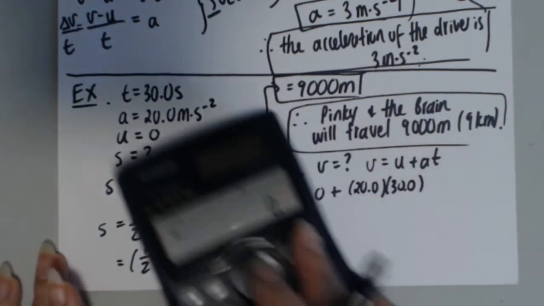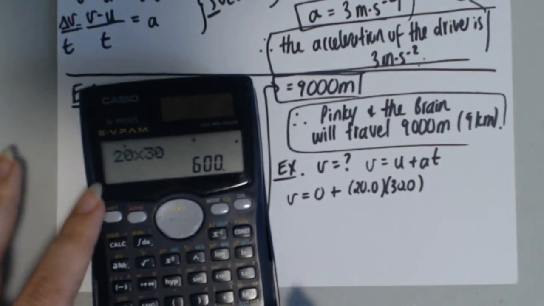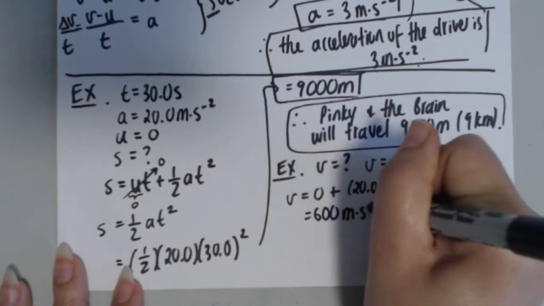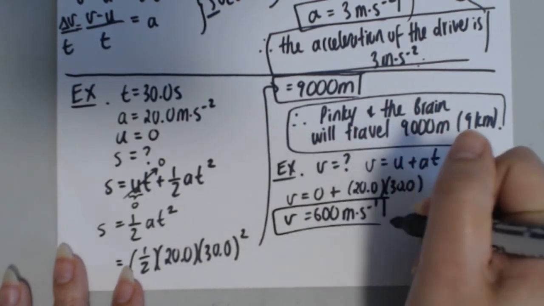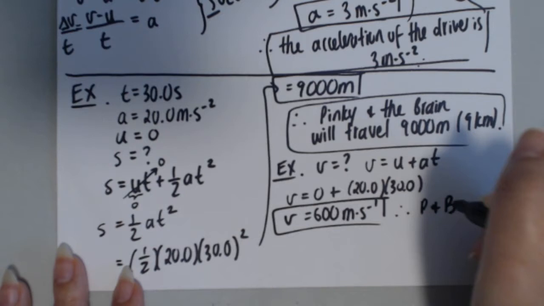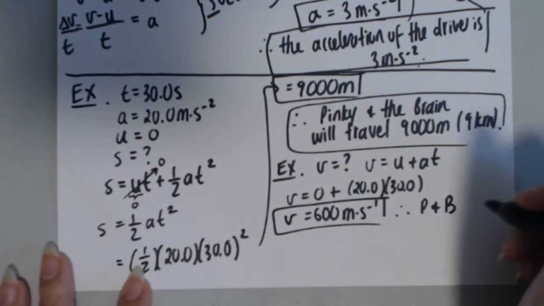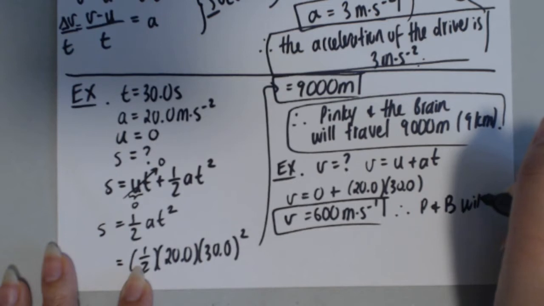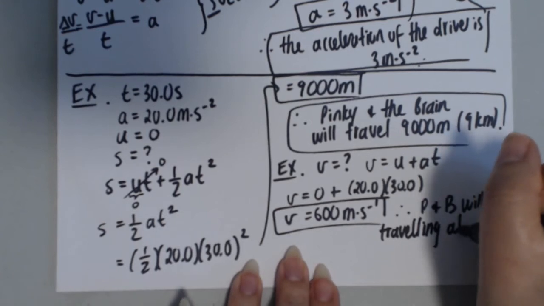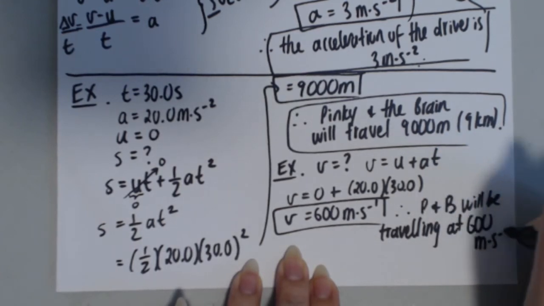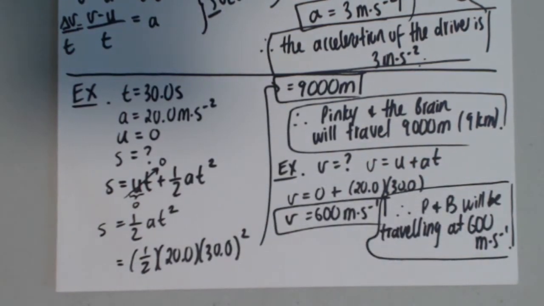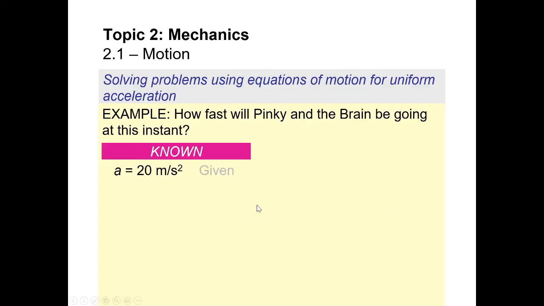All right, so grab your calculator. In fact, you don't even need to do this. You could do this in your head. 20 times 30 is 600. All right, so we have 600 meters per second. Since the question is saying how fast are they going, it's not asking for the velocity. You just give the magnitude with the unit. Therefore, Pinky and the Brain will be traveling at 600 meters per second. Okay. Good. Let's go back to our slides.